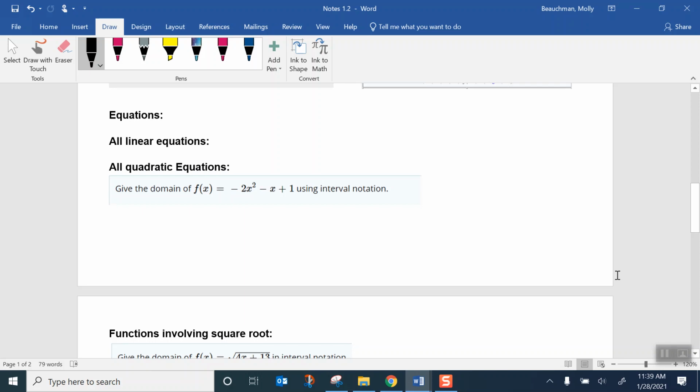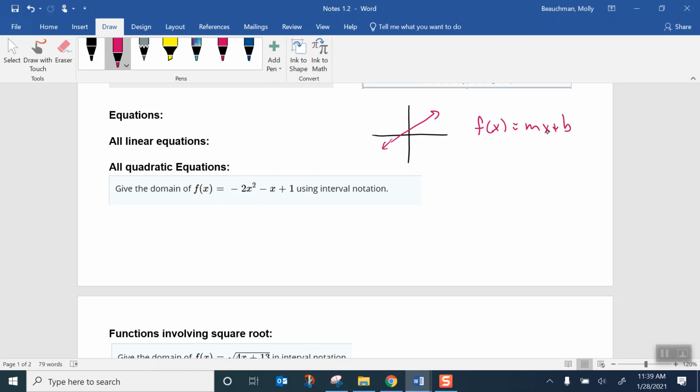So all linear equations, if you think about it, except for vertical lines, are functions, and by the way, vertical lines aren't functions. So all linear equations that are horizontal or slanted oblique lines, f of x equals mx plus b.